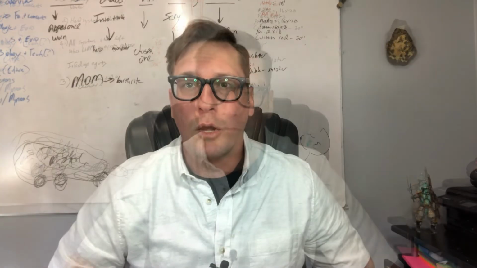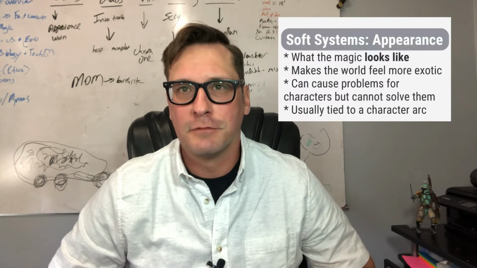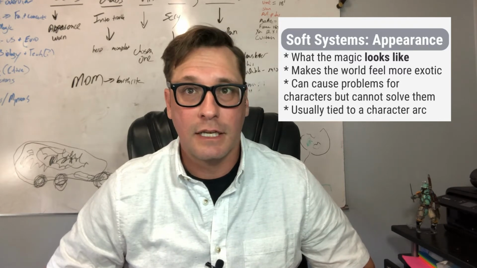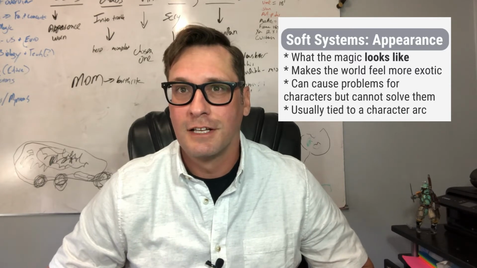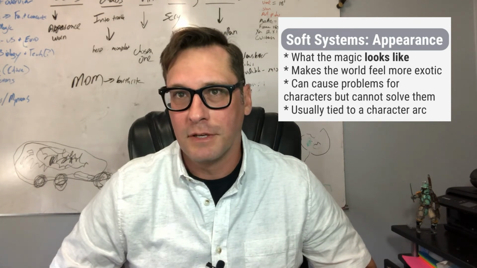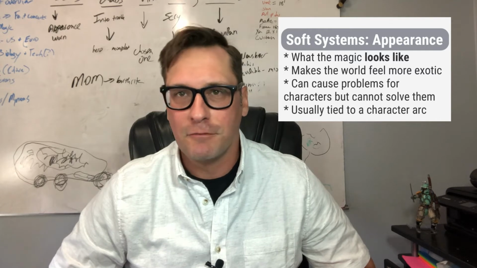So let's get to know some soft systems and some characteristics of them and what works and what doesn't for them, so that we can build some soft systems that work as a great foundation to start building some harder systems. And one thing to remember about soft systems is that they are the A in the AALC system, as in they are all about appearance. It is what the magic looks like, both within the world and to the characters, and what the characters who are using the magic do, as in what kind of gestures they do, what kind of particle effects come from it. This is all about making that sense of wonder and coolness and the it factor.